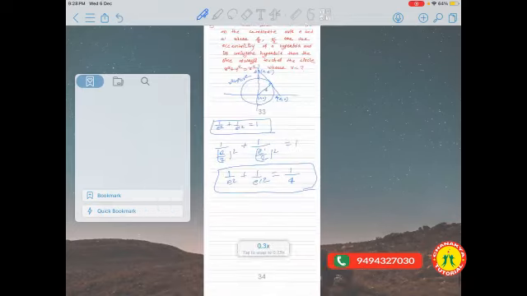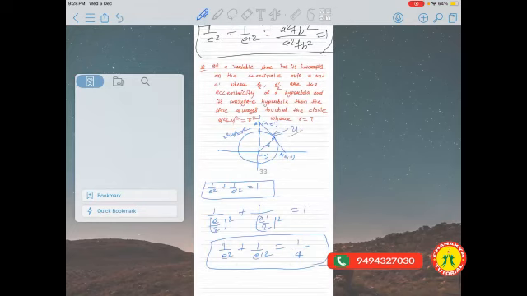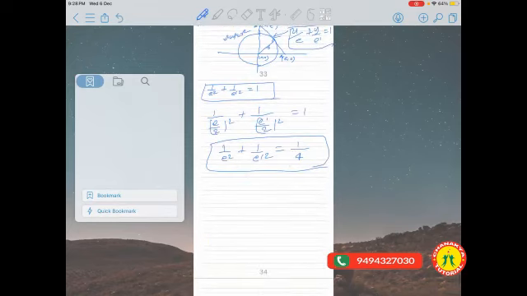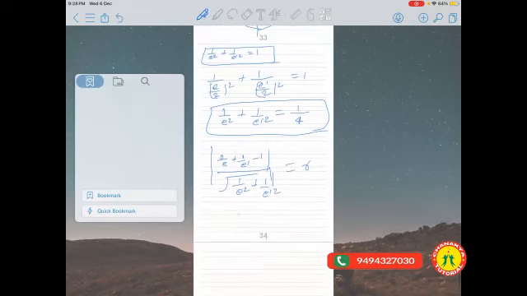Now the perpendicular distance from the center. The equation of the tangent line will be x by e plus y by e dash is equal to 1. Now the perpendicular distance from the center: 0 by e plus 0 by e dash minus 1, upon root under 1 by e square plus 1 by e dash square, mod is equal to radius r. So minus 1 upon root under 1 by 4, mod is equal to r.